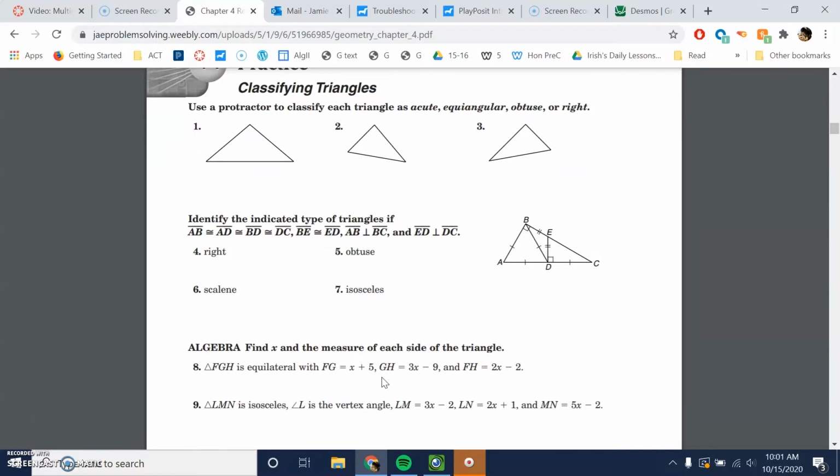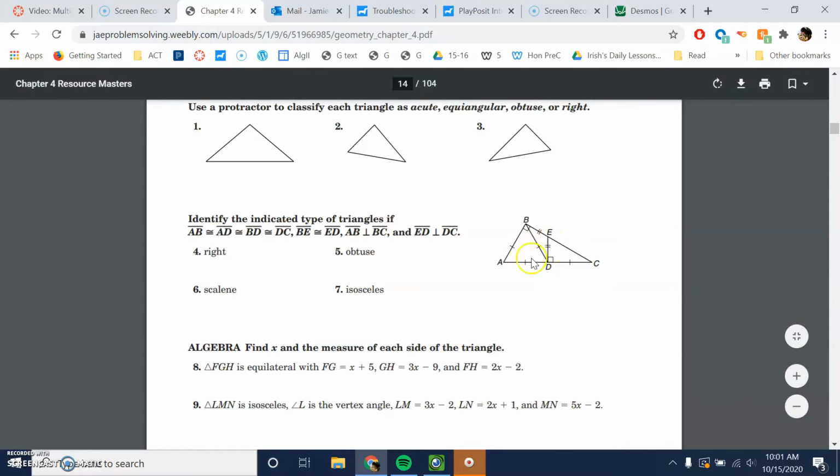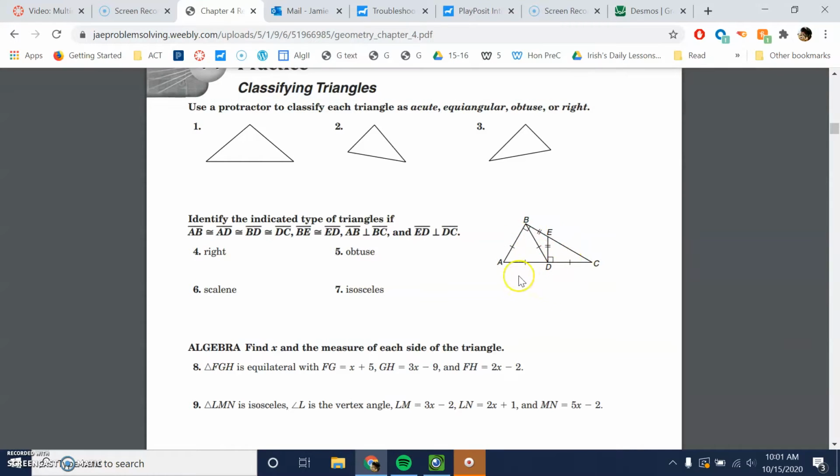All right. So we are going to do a little bit of a challenge problem right now. We now know how to classify triangles by their angles and by their sides. But what happens if we have a whole big mess like this right here, and we have to classify triangles accordingly? Because there's a lot of triangles in this picture.